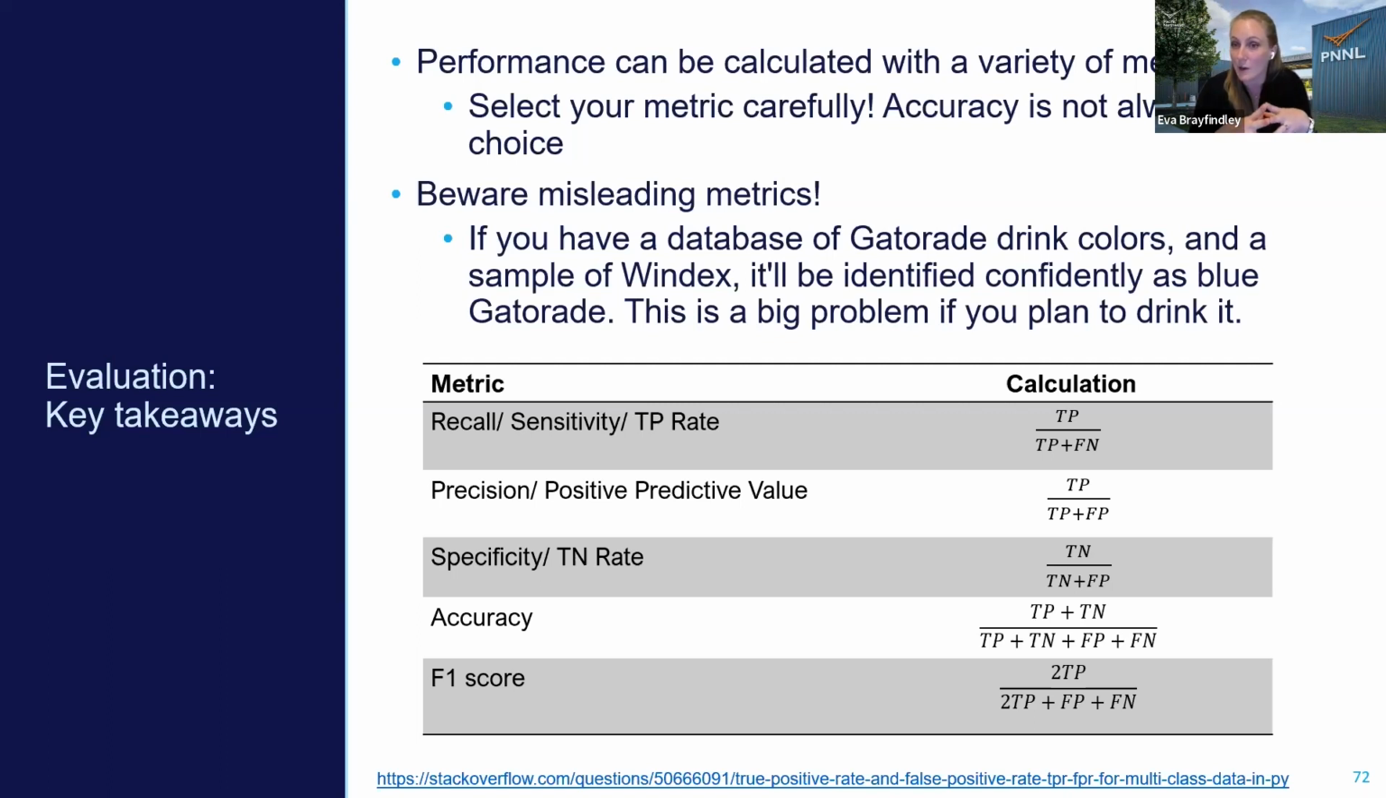If we have a database of Gatorade drinks and we have a sample of blue Windex, our model will very confidently say that is blue Gatorade. And that's not going to help you if you're going to drink it. So be careful that misleading metrics aren't necessarily telling you the whole story. Accuracy isn't really telling you whether it's Windex or Gatorade, it's just saying it matches with blue Gatorade, right?